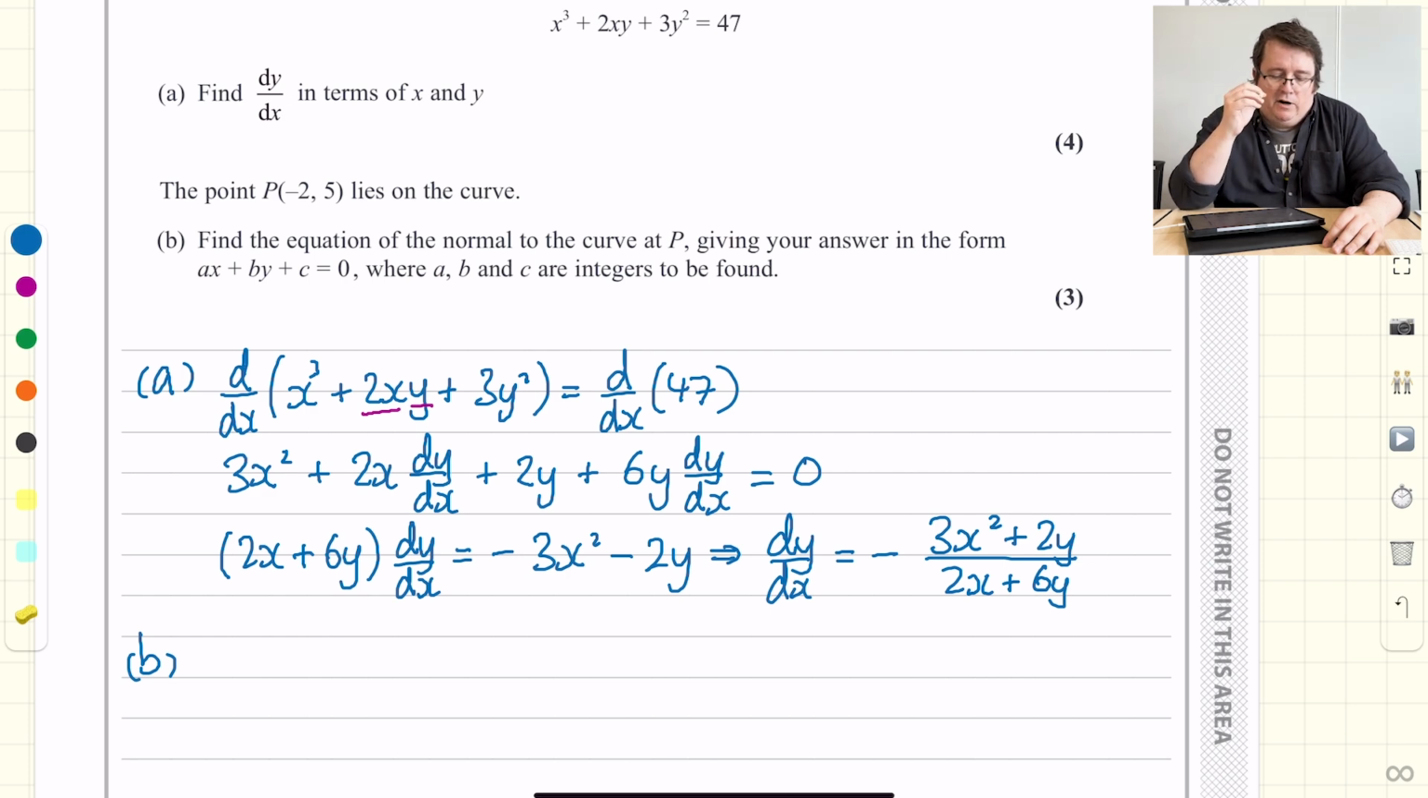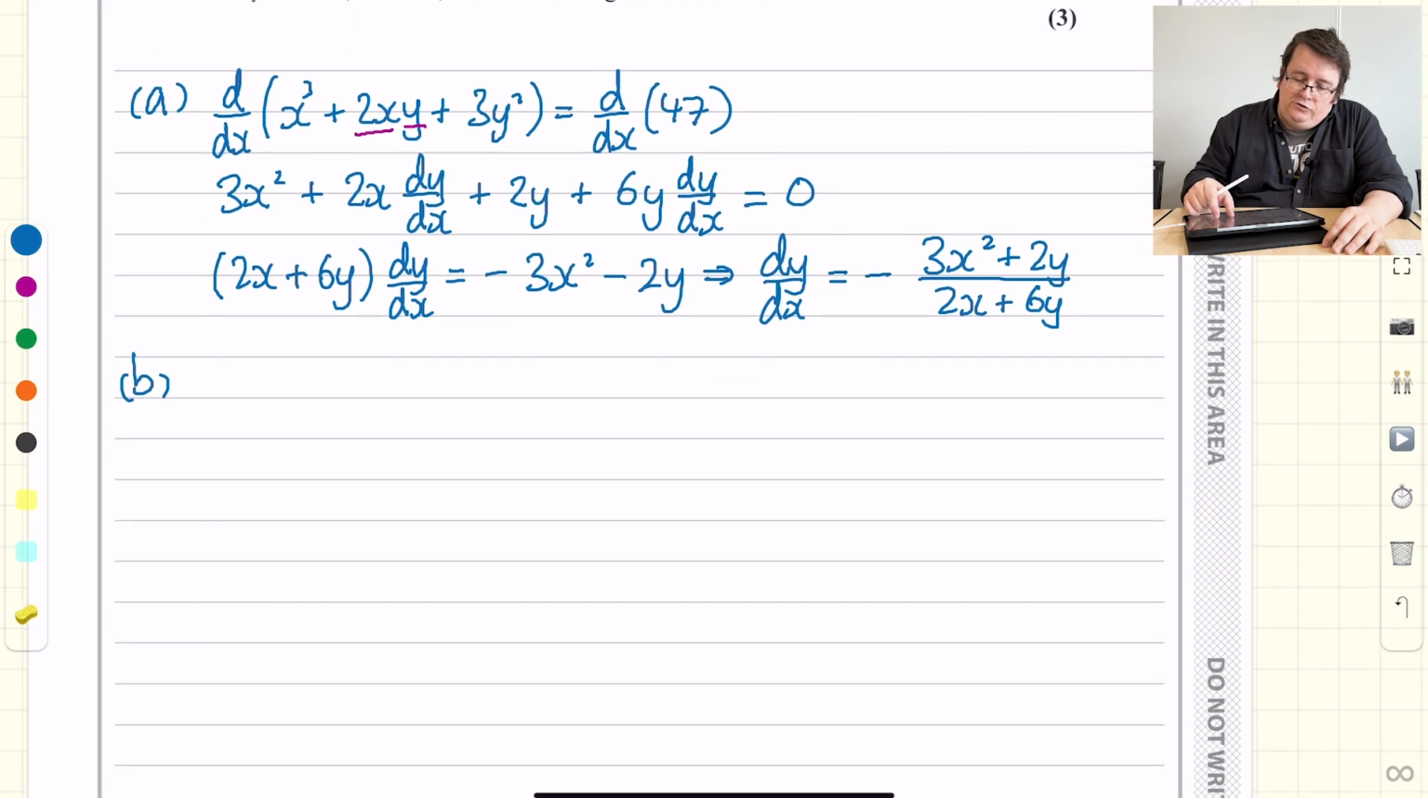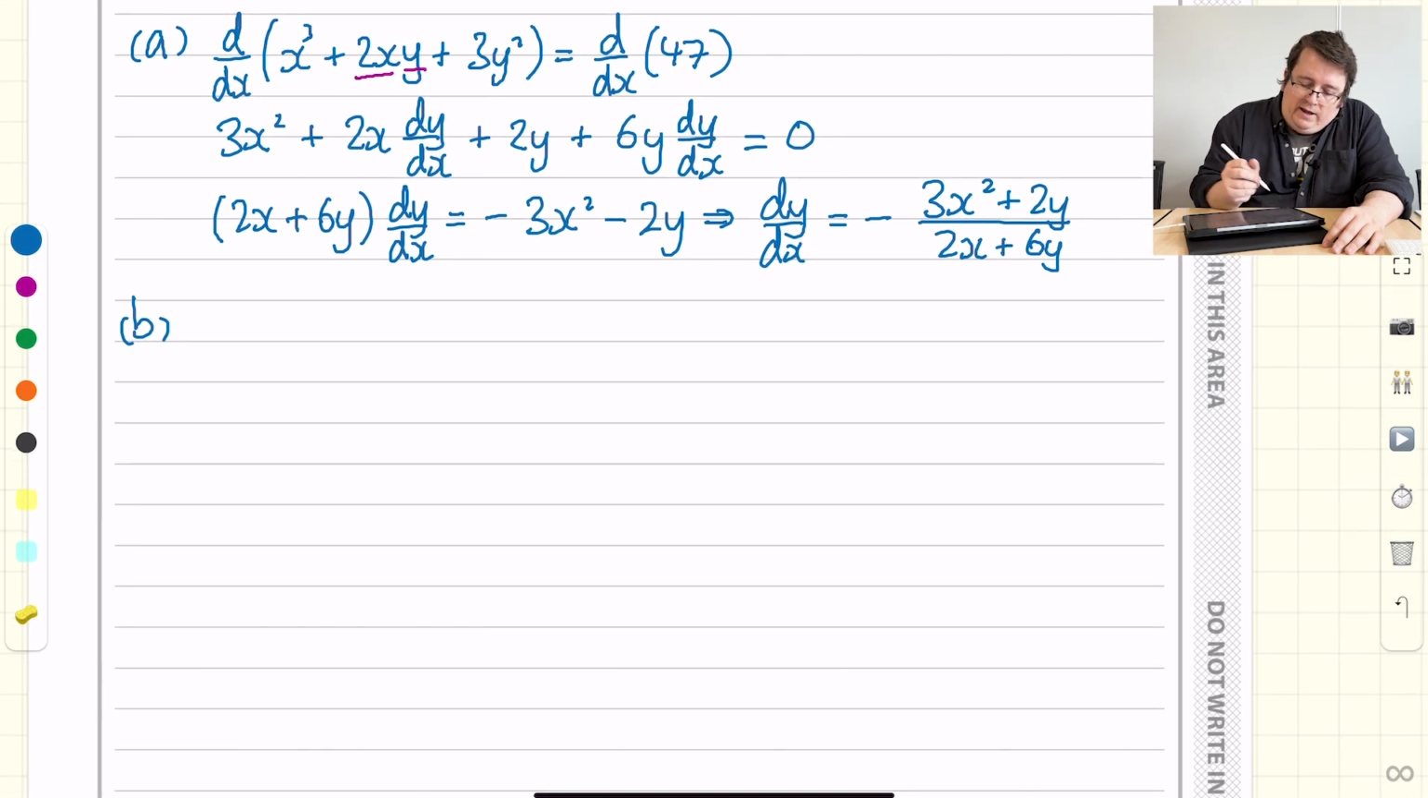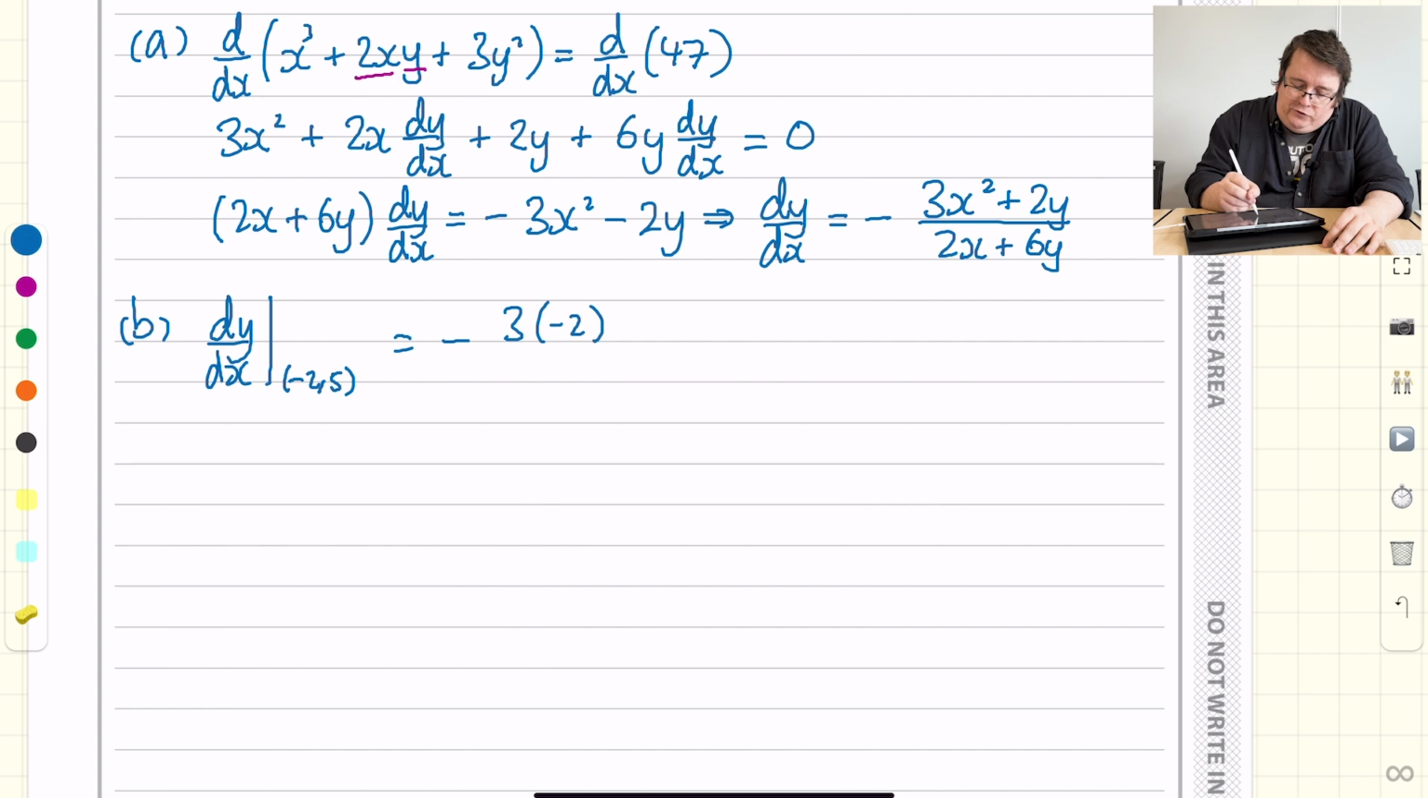The point P, minus 2, 5, lies on the curve. Find the equation of the normal to the curve at P, giving your answer in the form ax plus by plus c equals 0, where a, b and c are integers to be found. Okay, so I need to substitute point P, minus 2, 5, into the dy by dx. So that's minus 3 lots of minus 2 squared plus 2 lots of 5, over 2 lots of negative 2 plus 6 lots of 5.